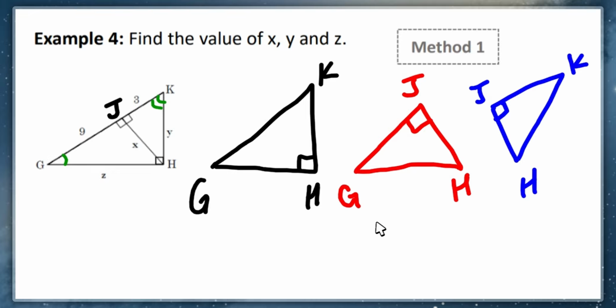So from here, we mark our rings. Angle G has 1 ring, K has 2 rings. In the red triangle, G has 1 ring. That means H will have 2 rings. And then in the blue triangle, K has 2 rings, and that means H will have 1 ring.